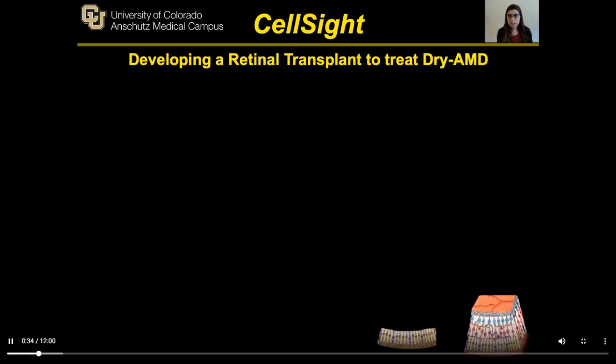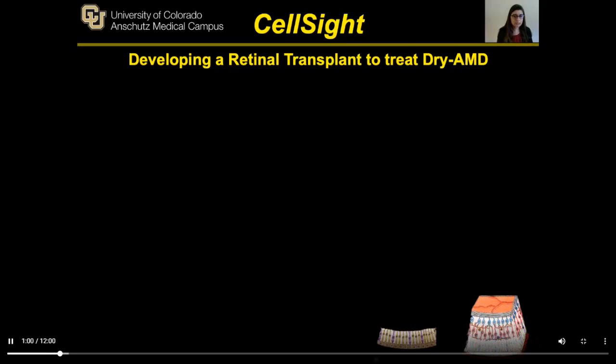And the most immediate goal we are currently pursuing is that of developing a retinal transplant derived from human-induced pluripotent stem cells to restore vision in patients affected by dry AMD. As most of you probably know, in patients affected by dry AMD, dysfunction of the RPE leads to degeneration of both RPE and photoreceptor cells.